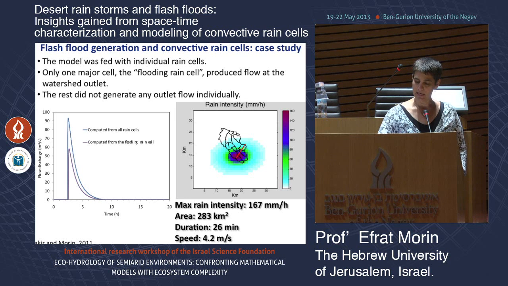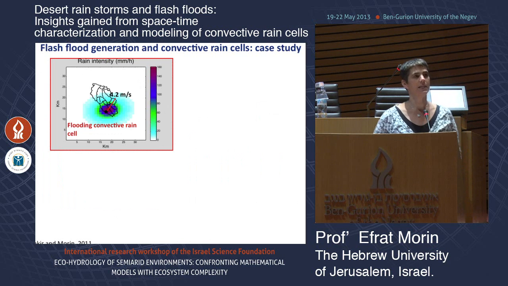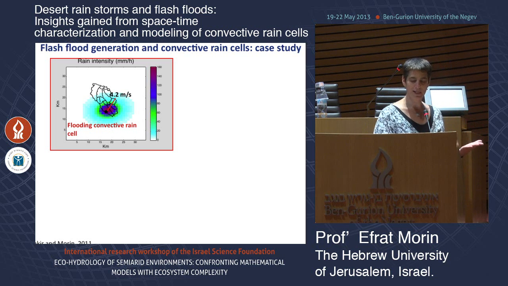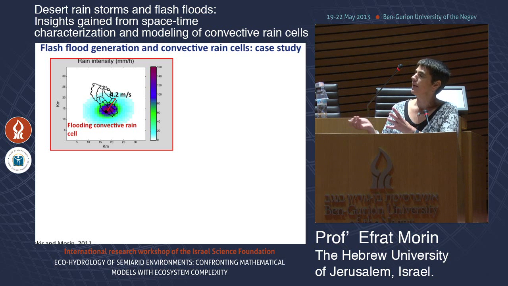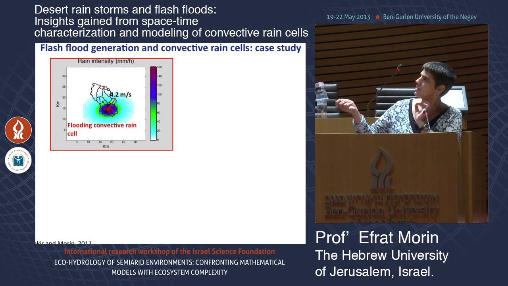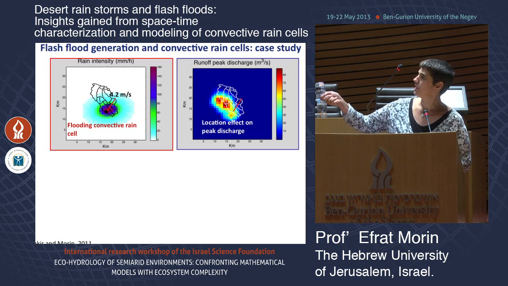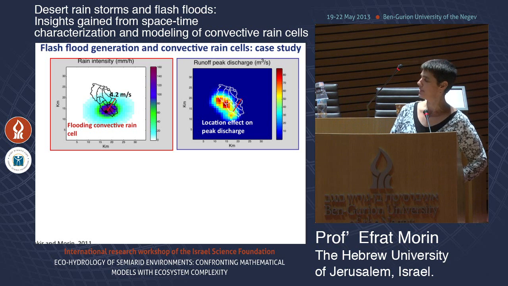flash flood. Now we can also do some sensitivity analysis, to properties that have some meaning. We can take this convective rain cell and try to see what was so important. So what we checked is the sensitivity to the location of the cell, to the direction it moves, and to its speed. So this is, again, the convective rain cell. It starts here, it moves in this direction at a speed of 4.2 meters per second.